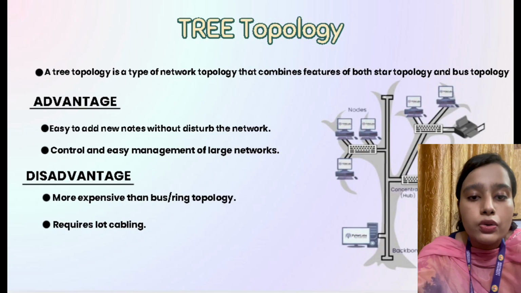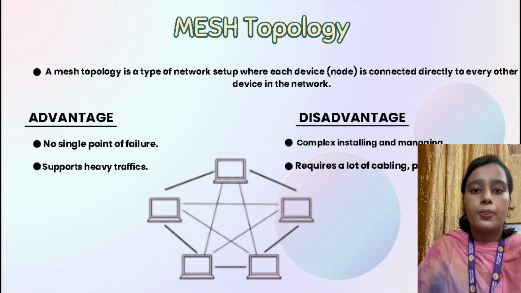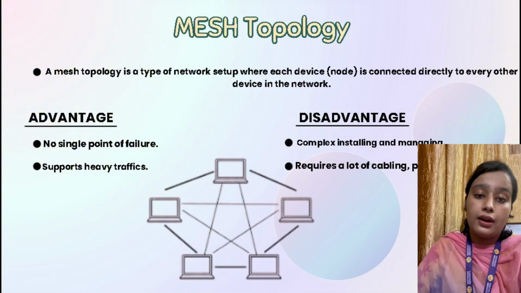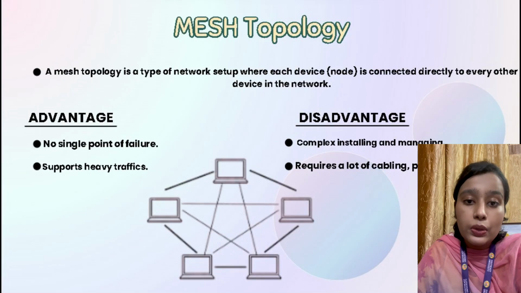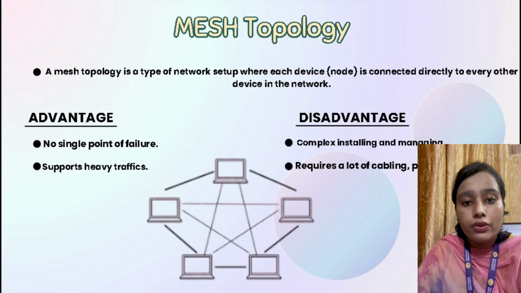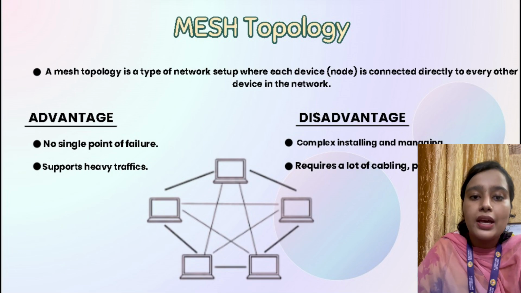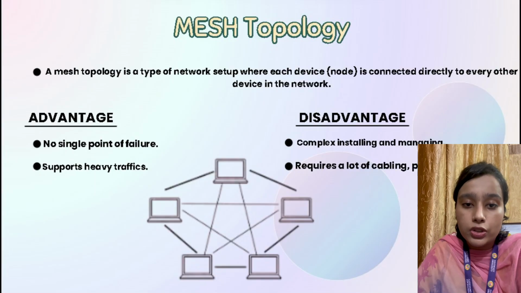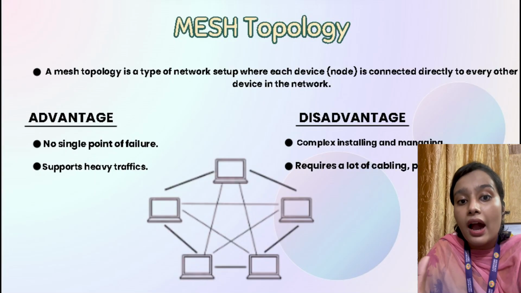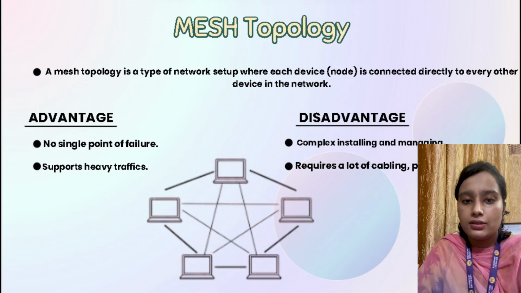Now I would like to go to my next topology. So our fifth and next topology is mesh topology. In my slide you can see the structure of mesh topology. It is one kind of complex topology. Mesh topology is a type of network topology where all the devices are connected directly to each other. Basically every device is connected to each other.